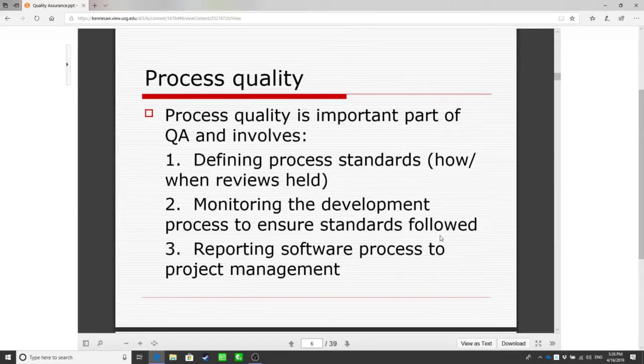Okay, quality of the process. Like I mentioned, quality of the process is an important part of QA. So it involves three parts. First is defining the process standards, monitoring the development process to ensure we follow this standard. We have a standard, we need to reinforce this standard, and also we report the software process to project management. Defining, monitoring, and reporting. More about management issues, remember.